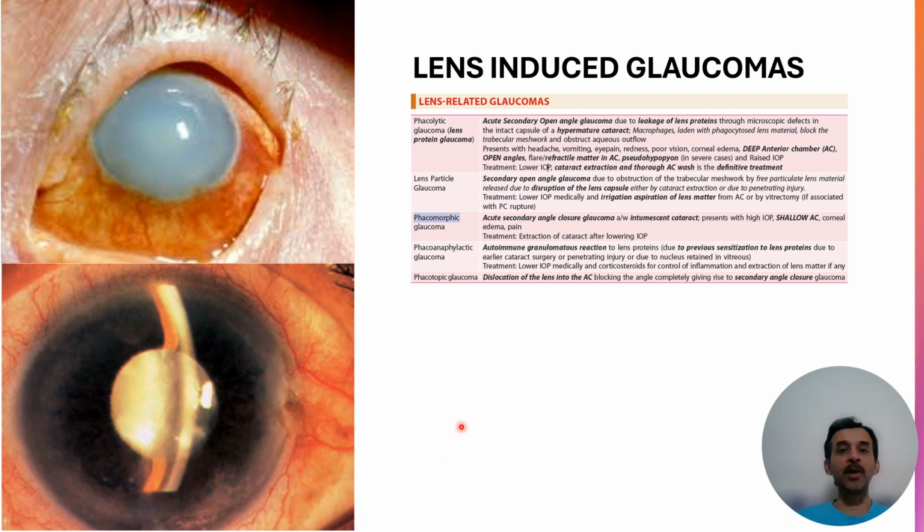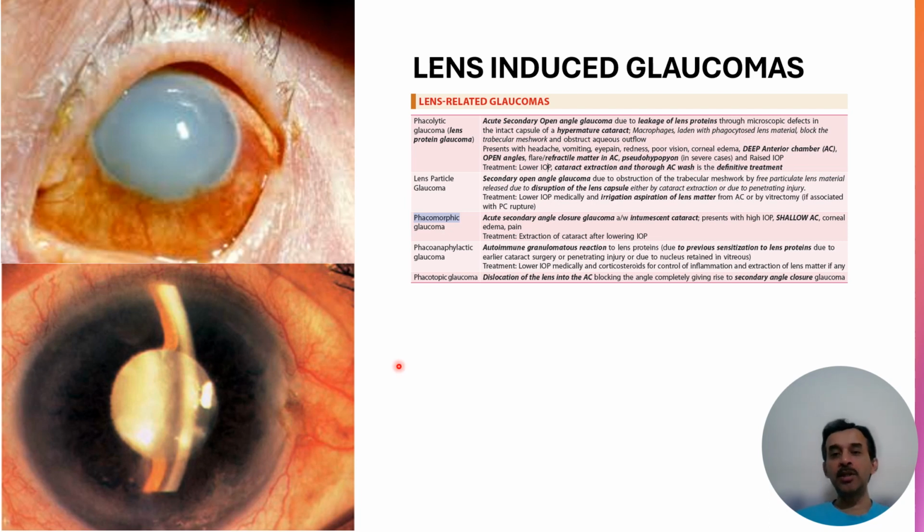Whereas what happens in phacomorphic glaucoma, morphic, the term itself says the lens has become very thick. It is an intumescent cataractous lens which has caused an angle closure. The two lines you see in the bottom figure here are between the iris, the orange line, and the cornea, the white line. The anterior chamber is very shallow over here. So one point to note: in phacolytic glaucoma, the anterior chamber is very deep and you will find a lot of flare. In phacomorphic glaucoma, you will find that the anterior chamber is very shallow.